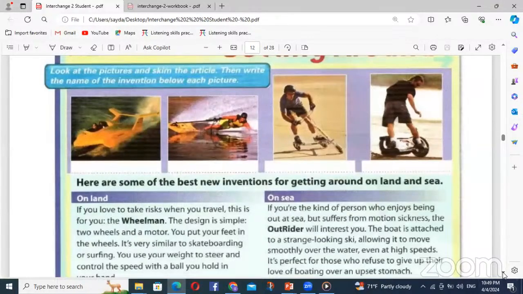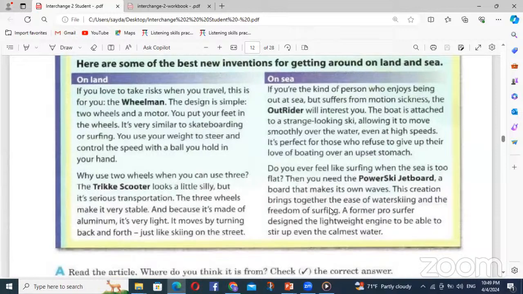Okay. The person who invented it, it says a former, meaning ex-surfer, someone in the past. Someone in the past was a good surfer and designed the engine. A surfer is the person who goes on the wave, surfs the wave. The word surf, I use it as a verb.